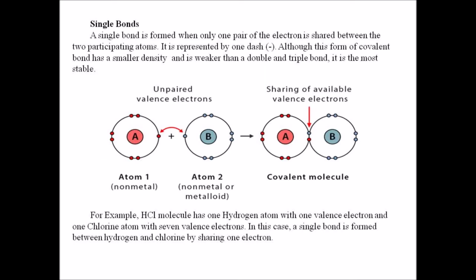How is a single covalent bond formed? A single bond is formed when only one pair of electrons is shared between the two participating atoms. In this diagram, there are two atoms, atom 1 and atom 2.